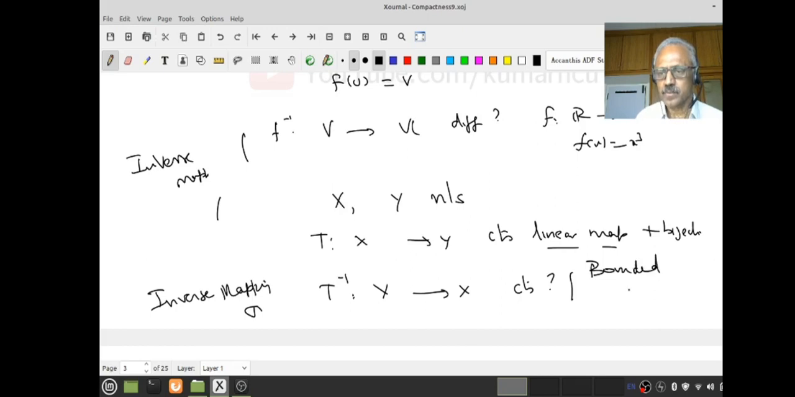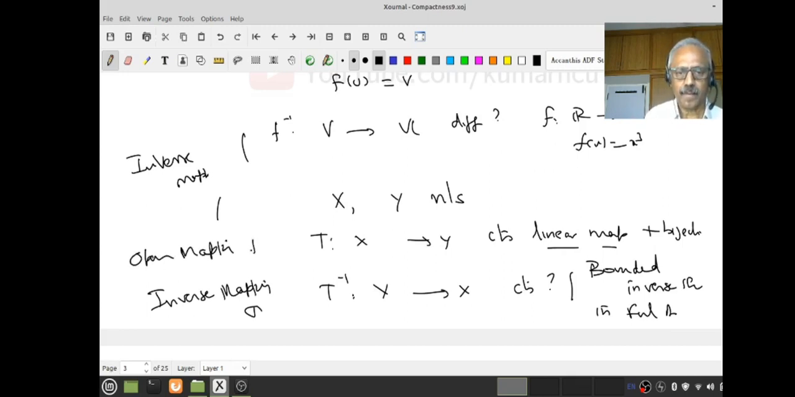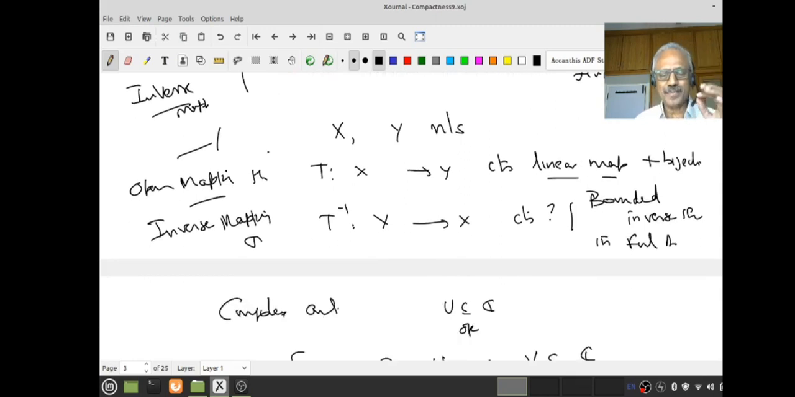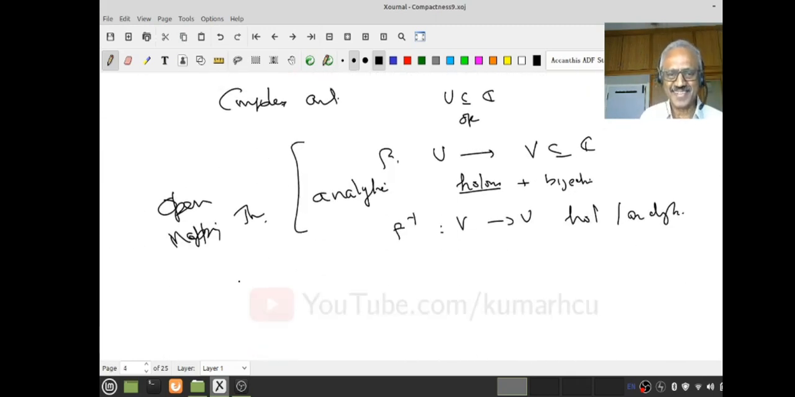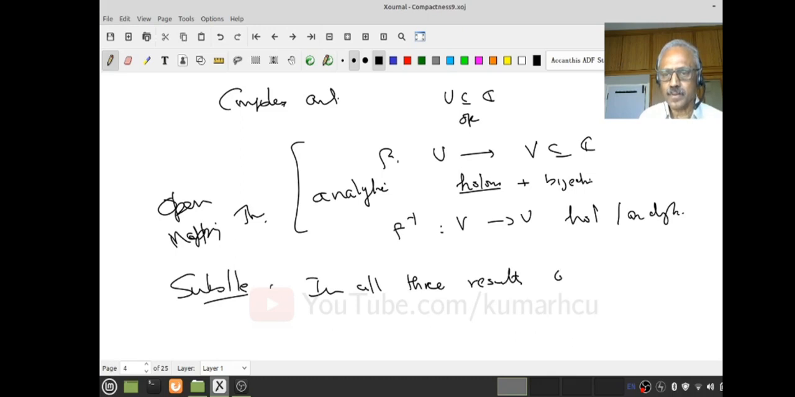In functional analysis, this is called the bounded inverse theorem, and it's a corollary of the so-called open mapping theorem. You will see in all these things, the corresponding map being an open map is the most important thing. This is a subtle thing. Do not worry if you don't understand any of these things, just fast forward. But if you think you had understood something, please revise it. In all the three results, that f is an open map is the most important step.